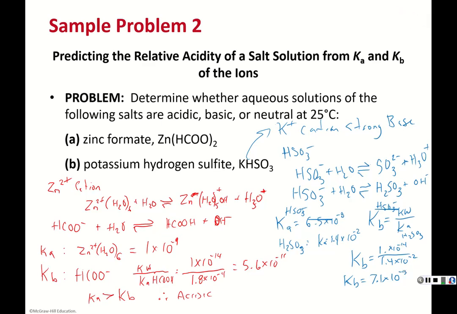All right, and we can see that the Ka here is bigger than the Kb, so this will also be acidic. Okay, so hopefully going through that, paying attention to that, you can see that you can compare Ka and Kb values. And if you're not given a particular Ka or Kb, remember that you can look for the conjugate acid or base for that species and convert it using the relationship with Kw.